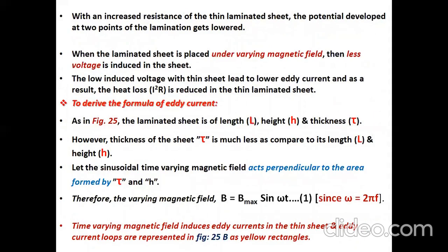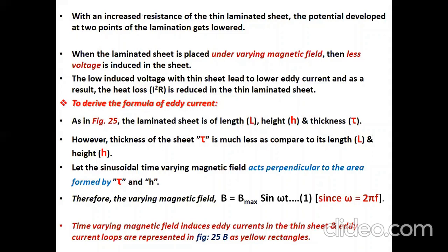With an increased resistance of the thin laminated sheet, the potential developed at two points of the lamination gets lowered. When the laminated sheet is placed under a varying magnetic field, then less voltage is induced in the sheet. The low induced voltage with a thin sheet leads to lower eddy current, and as a result, the heat loss I square R is reduced in the thin laminated sheet.